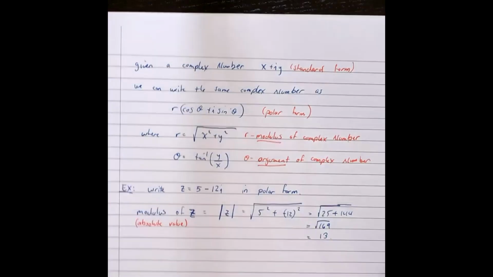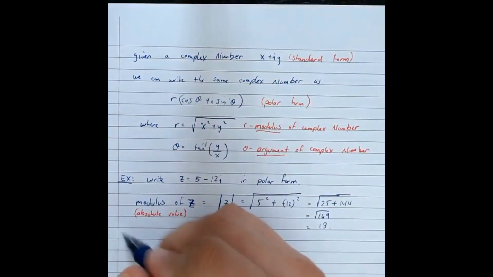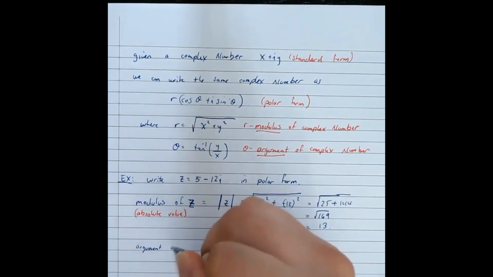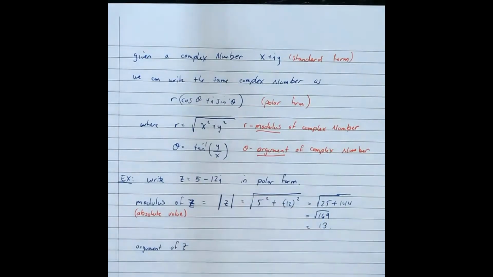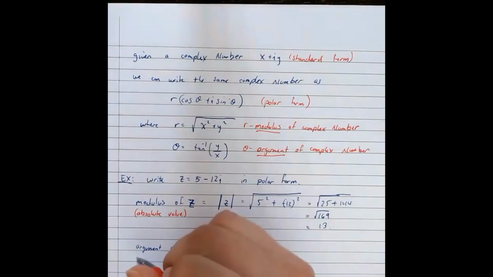Okay. So now let's go and find the argument of z. And you can think of that as being a direction angle.